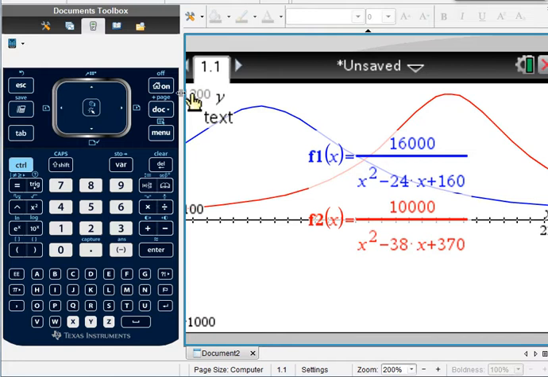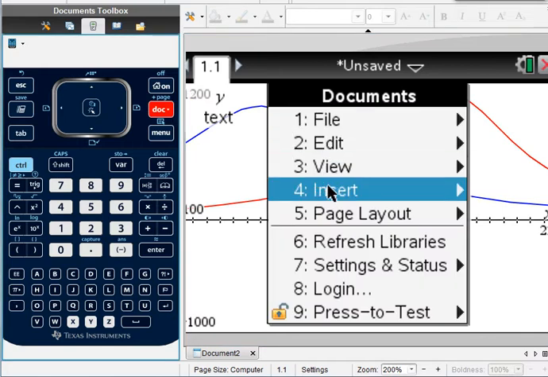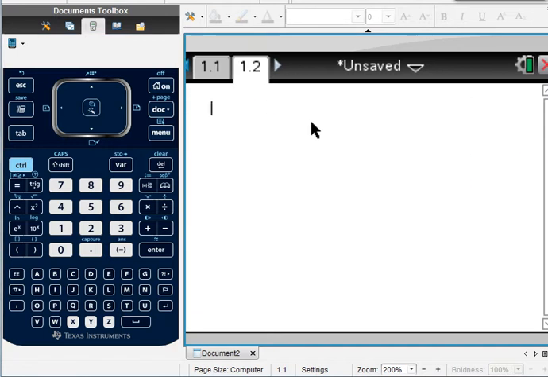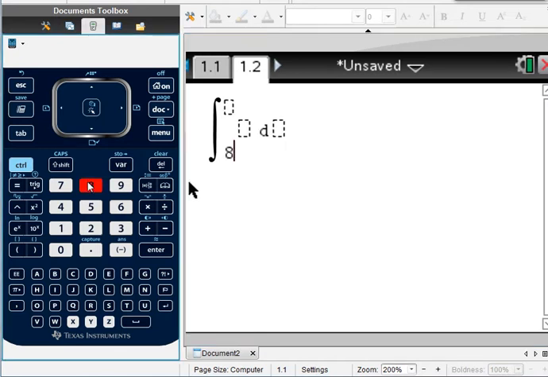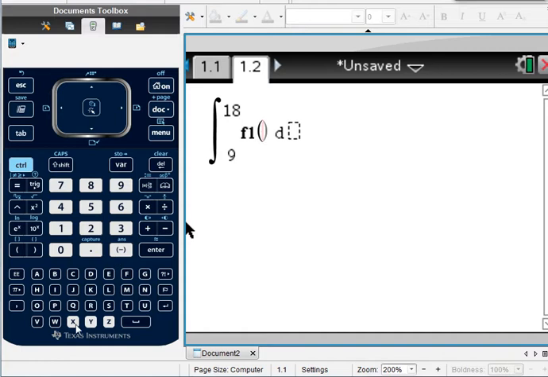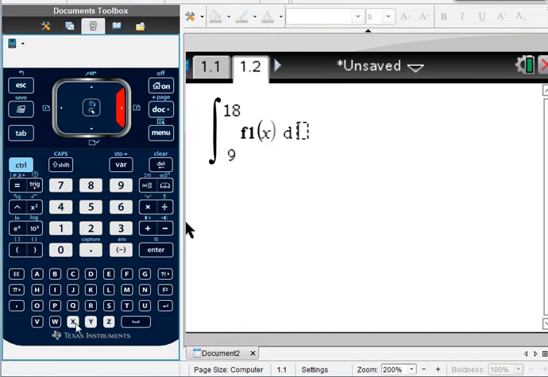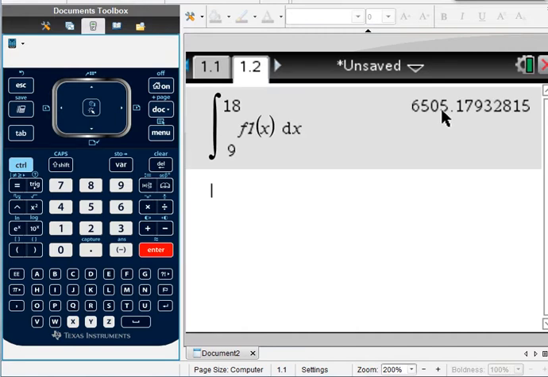And again, now to do the integral, document, insert, calculator, and the definite integral from 9 to 18, and it was our F1 of x we were integrating, because that was the rate people were entering. And you can see that you get the same answer, 6,505 rounded to the nearest person.